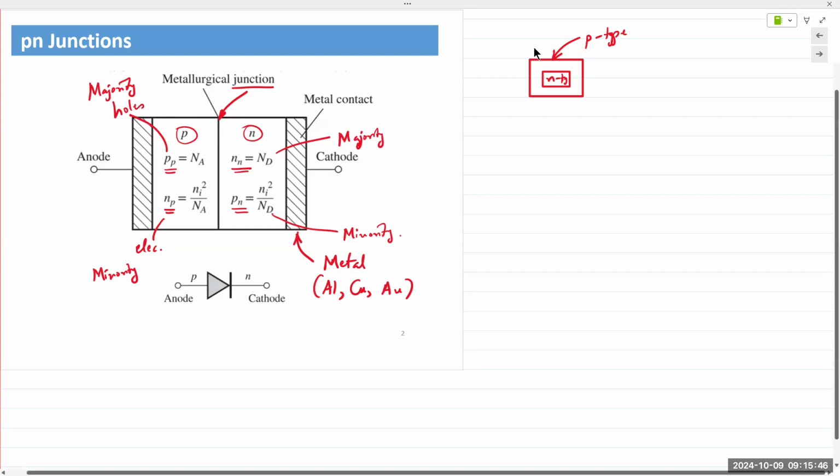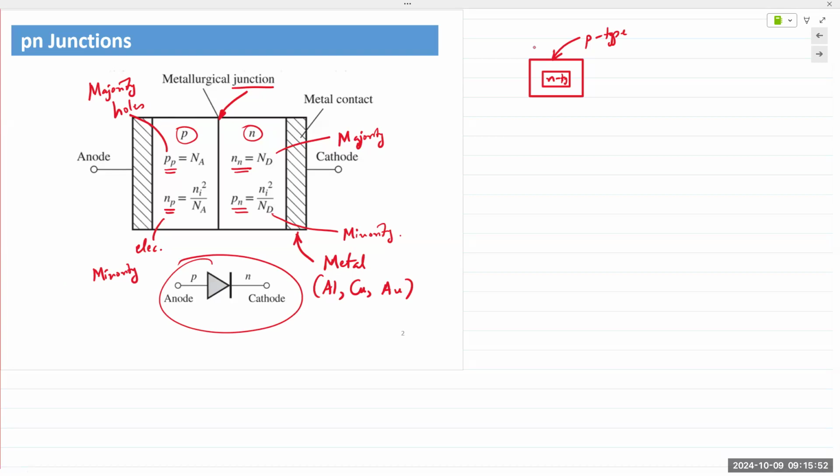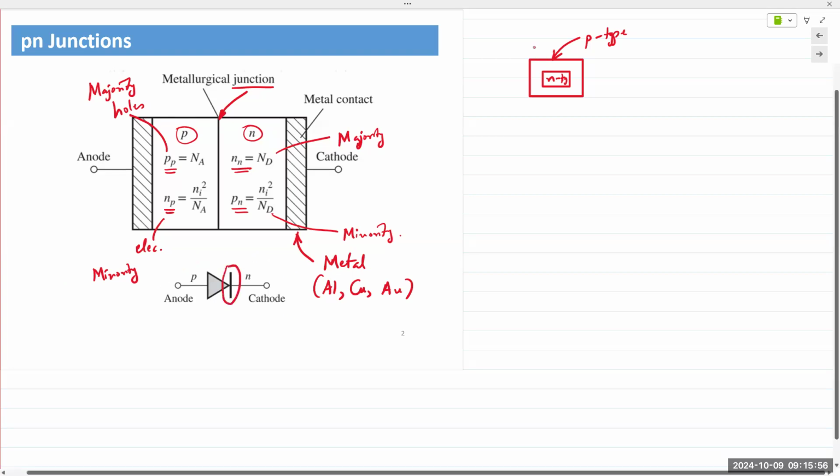The symbol for a diode is shown right here. It's simply an arrowhead pointing in the direction of the cathode. Also, we have a line or a bar indicating the cathode. The arrowhead is typically pointing towards the direction of the current flow.